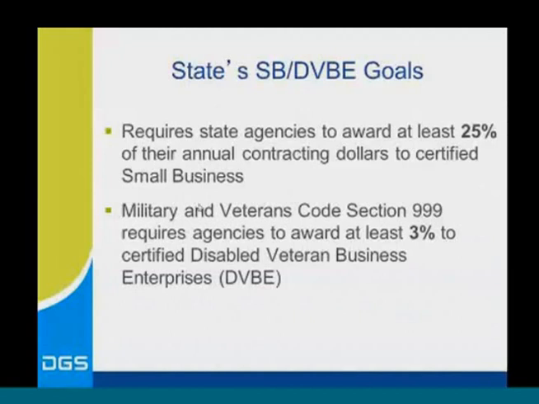Last year, the state bought over $10 billion worth of goods and services. And the state agencies are required to award the small businesses 25% of that $10 billion. Furthermore, Military and Veterans Code Section 999 requires agencies to award at least 3% to DVBEs.